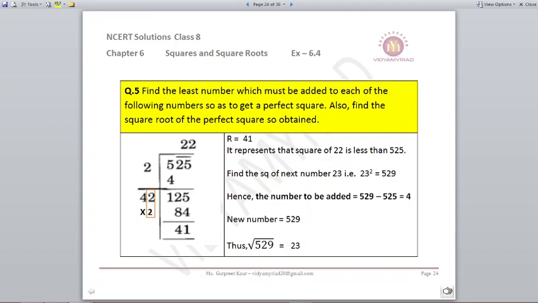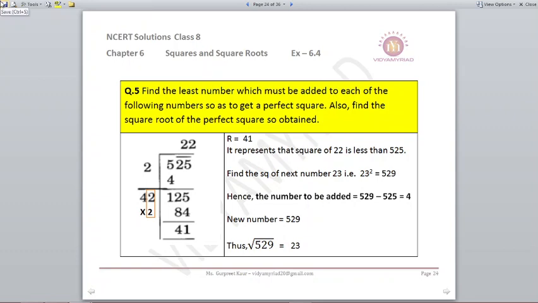Question number 5. Find the least number which must be added to each of the following numbers so as to get a perfect square. Also find the square root of the perfect square so obtained. Now this is a little different from what we have done earlier. When we have to subtract, we will just subtract the remainder, okay? But when we have to add, we will look into the quotient part, or the answer part, which is there in our division. Now let us try 525.